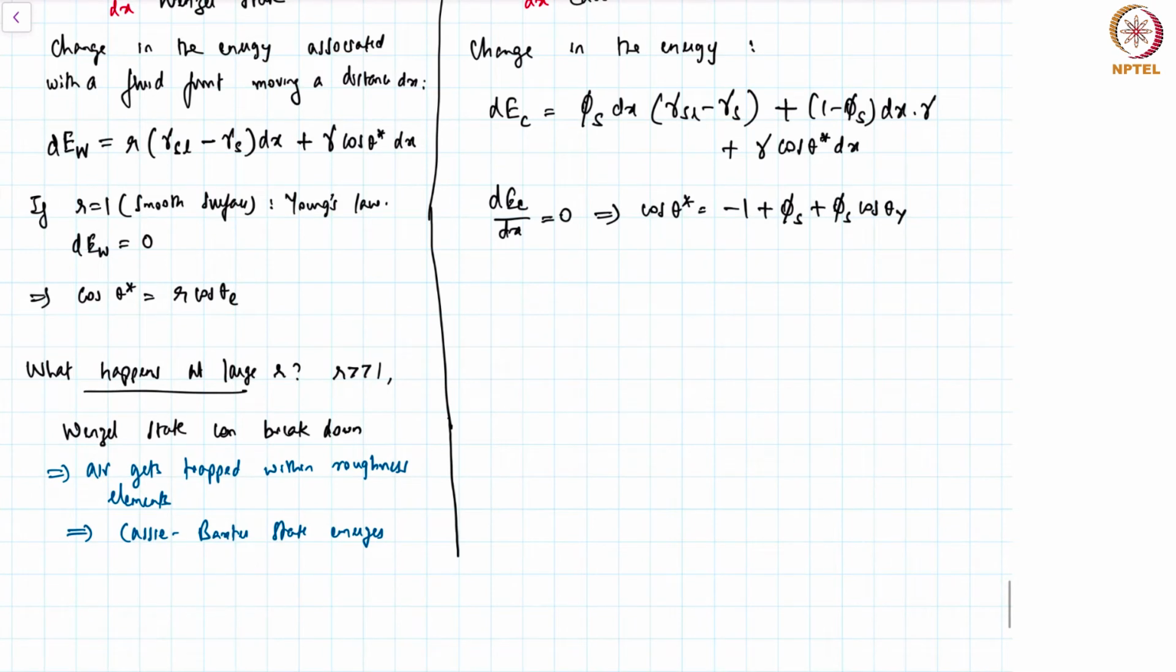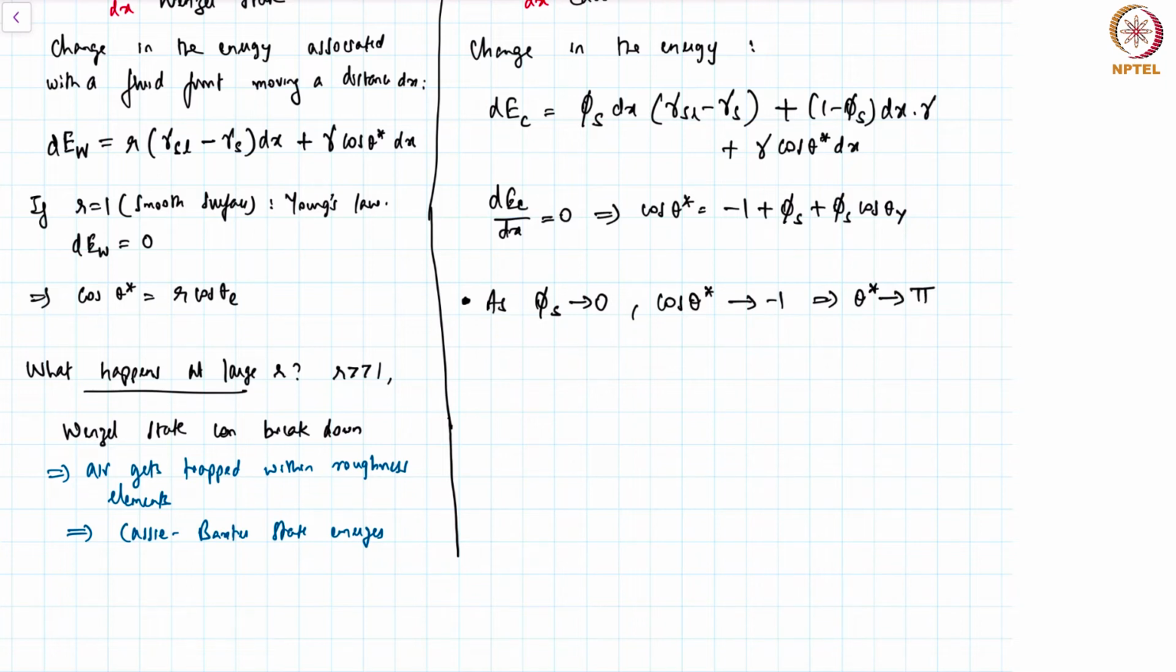Now we can actually make some special cases here. As phi s goes to 0, phi s is basically the area of the pillars. If they go to 0, then you have cosine of theta star, meaning that when the pillar density goes to 0, cosine of theta star goes to minus 1, and this means that theta star goes to pi.